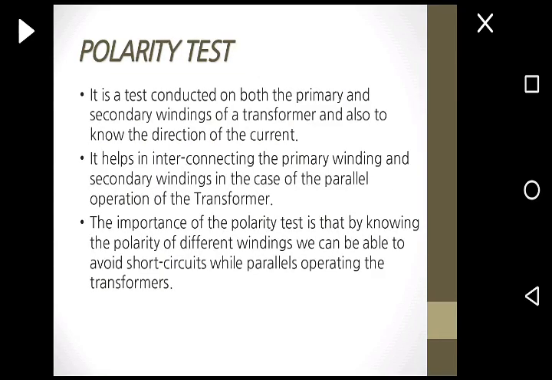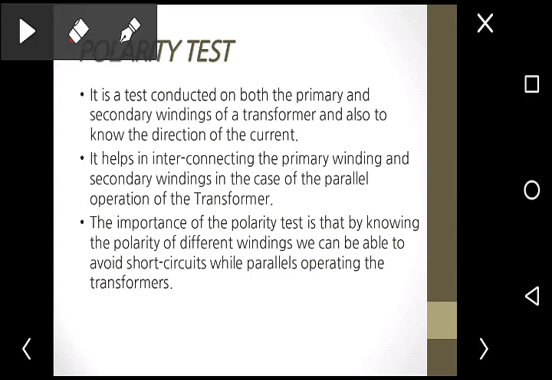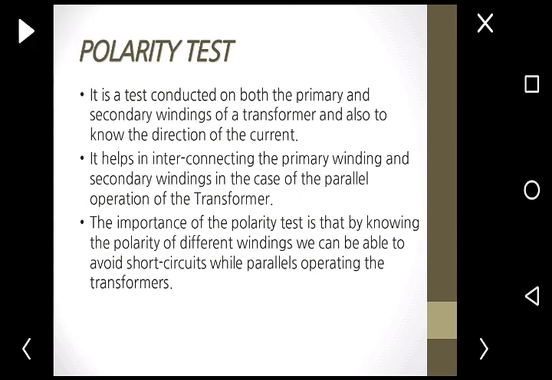There are different tests of a transformer. One of them is the polarity test. It is the test which is conducted on both the primary and secondary windings of the transformer, and also to know the direction of the current. It helps in interconnecting the primary winding and secondary winding in the case of parallel operation of transformers.